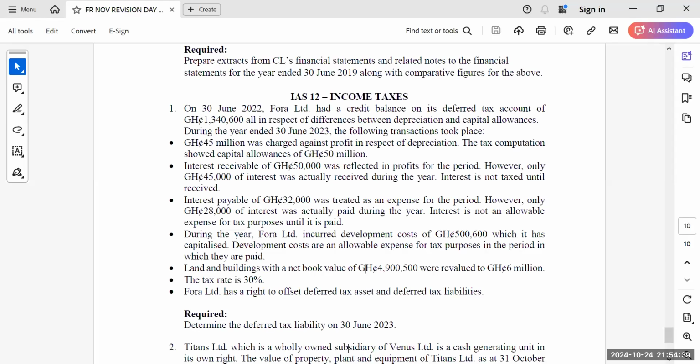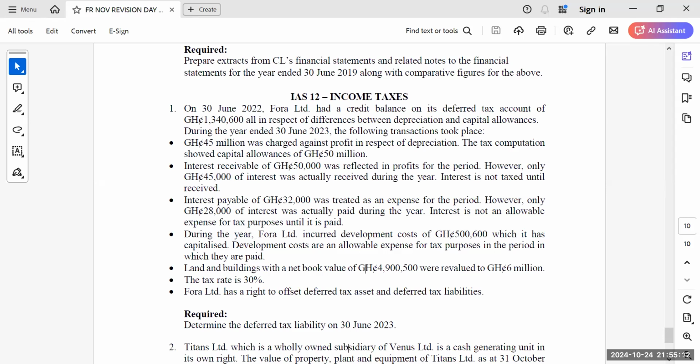Okay, let's come here. On 30th June, Fora Limited had a credit balance on its deferred tax account of 1,340,600 in respect of differences between depreciation and the capital allowances. So it means that on 30th June, the opening balance is that particular figure, isn't it? Yes, sir. Okay. So during the year ended 30th June, the following transactions took place.